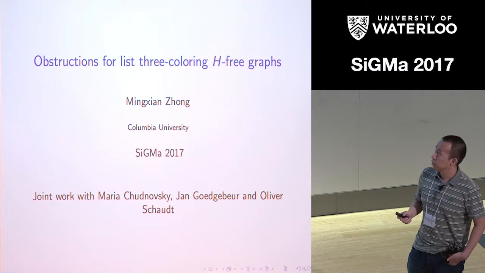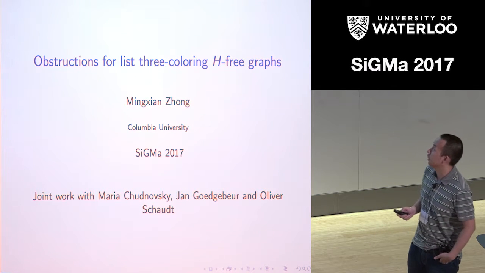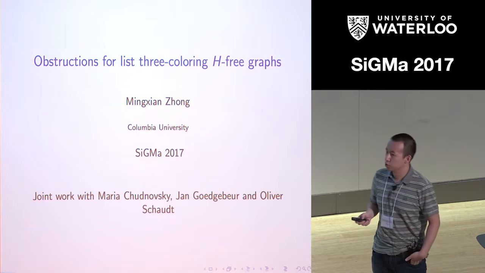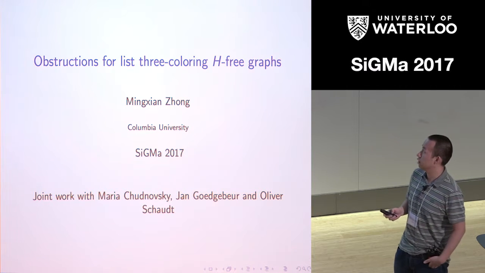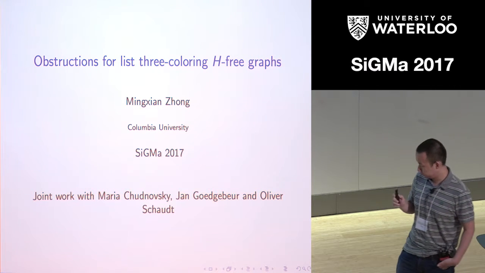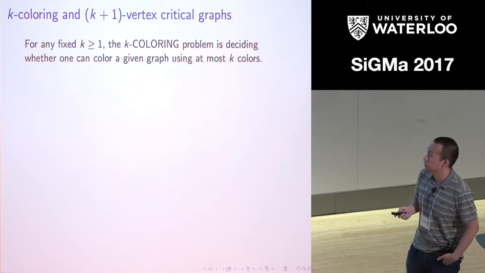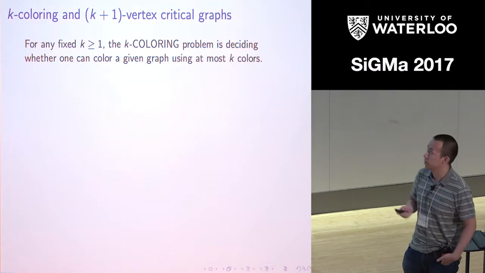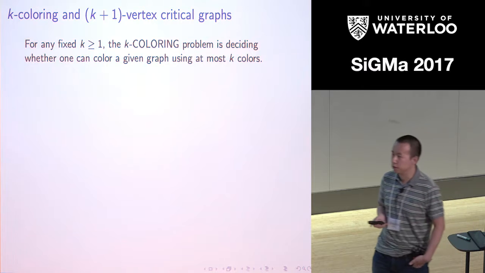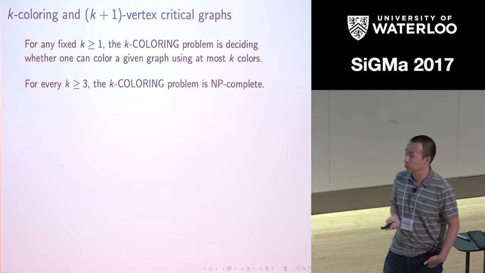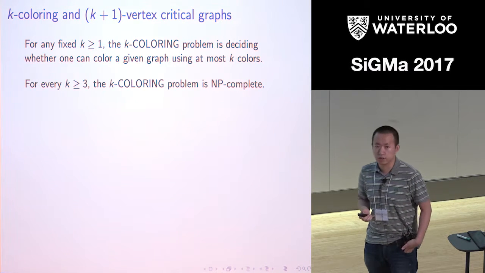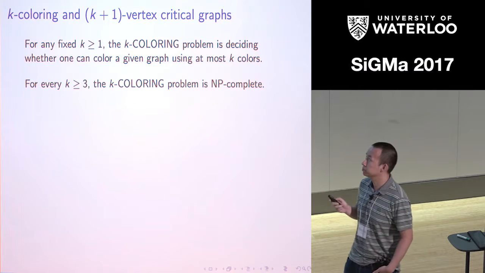So today I will talk about obstruction for 3-colouring H-free graphs. This is joint work with Maria Chudnovsky, Jan Goedgebeur, and Oliver Schaudt. So you all know what k-colouring is, just deciding whether a graph can be colored within k colors. And it's well known that it's NP-complete for any k greater than or equal to 3.